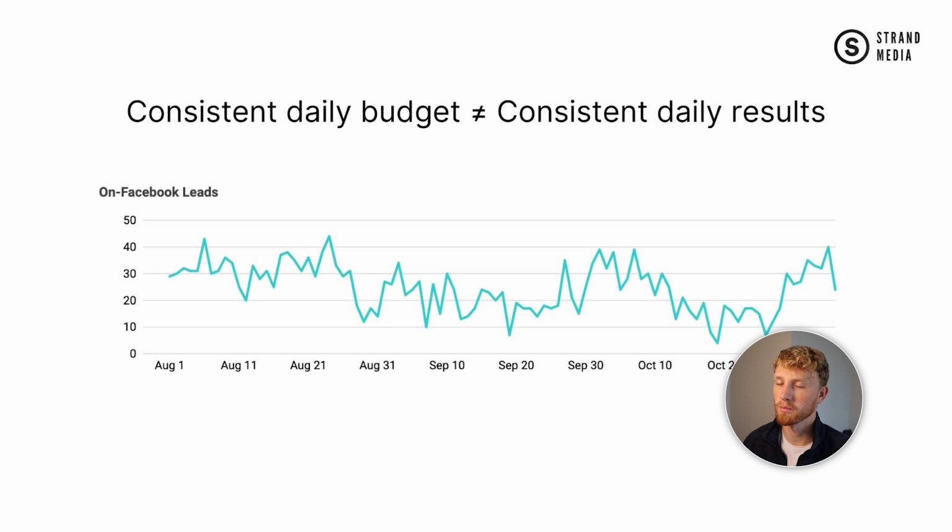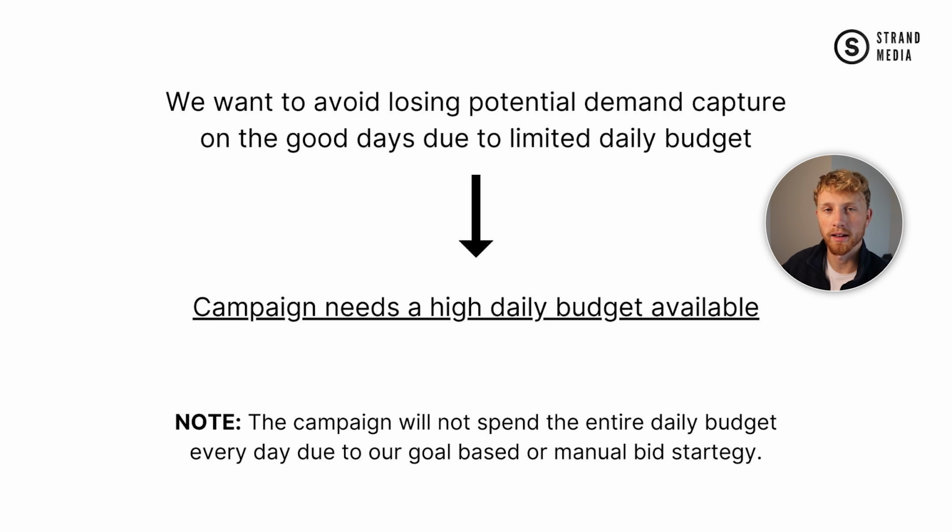Why this happens, there's a bunch of external factors, obviously. Your target audience will respond to your ads differently depending on what day of the week it is. Weather and time of year is going to affect the results. There's so many things that go into affecting your results. I'm not going to get into that, but as you can see in the real world, the results are not consistent and predictable. So because the demand and the results fluctuate, we want to make sure we avoid losing potential demand capture on the good days due to having a limited daily budget.